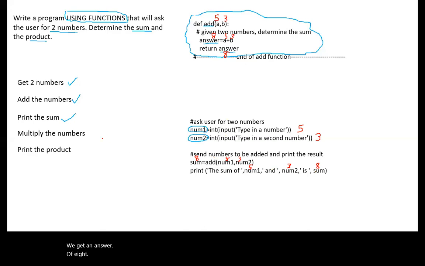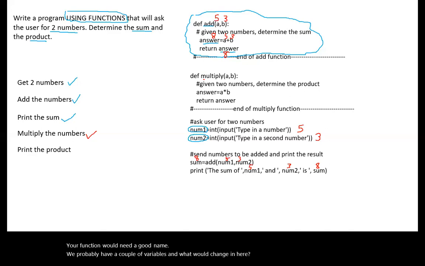Okay, if you understood that, do you think you could write a function to multiply the numbers? You would need a DEF. Your function would need a good name. We'd probably have a couple of variables, and what would change in here? Here's our function name. I called mine multiply. I took my numbers A and B, multiplied them this time, and returned the answer.